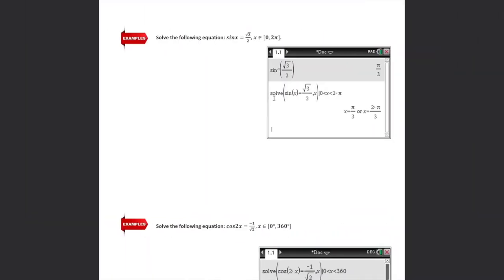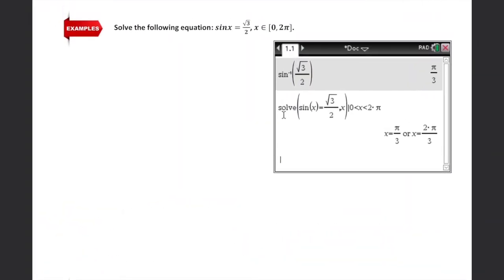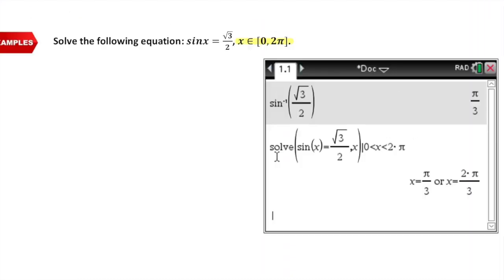So moving on to the next page. I've said here to solve the following equation where sine of x is equal to root 3 on 2. What I've said here is that x is an element of 0 to 2 pi inclusive, and we call this restricting our domain. By restricting our domain, I can make sure that I get only the solutions that exist between 0 to 2 pi.